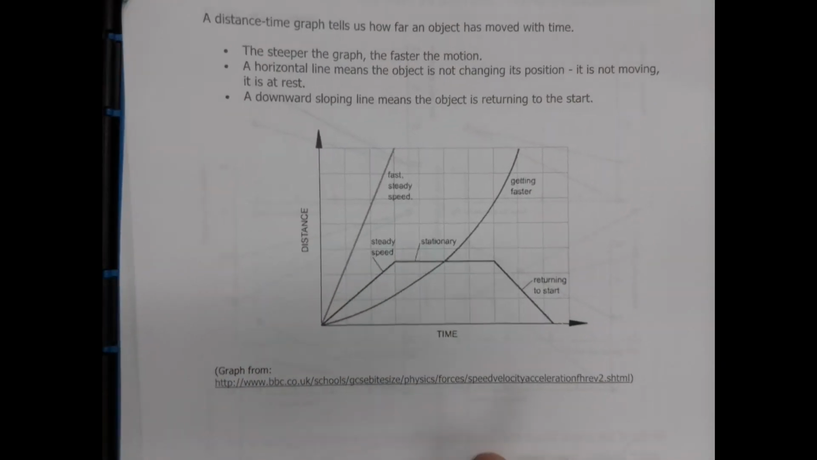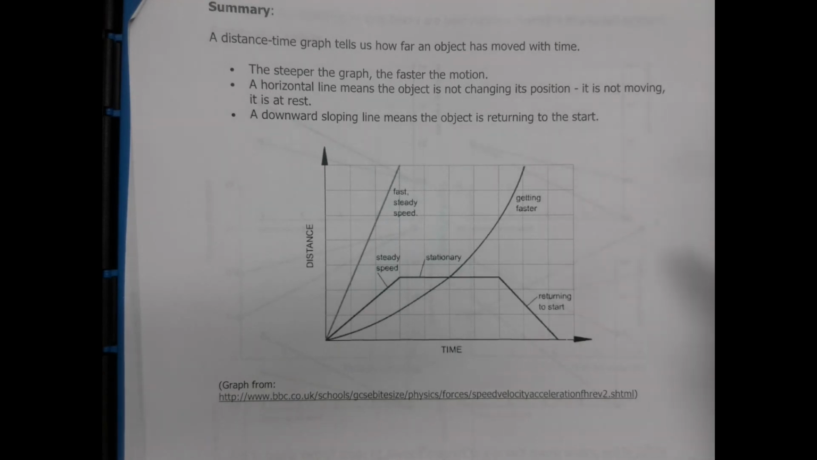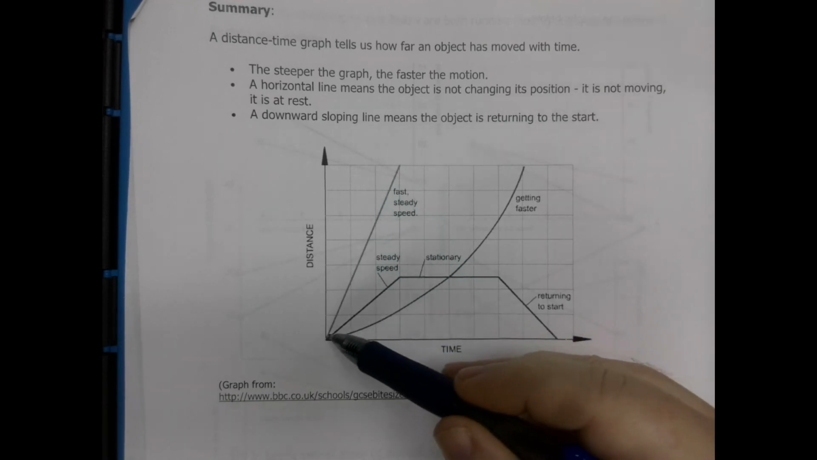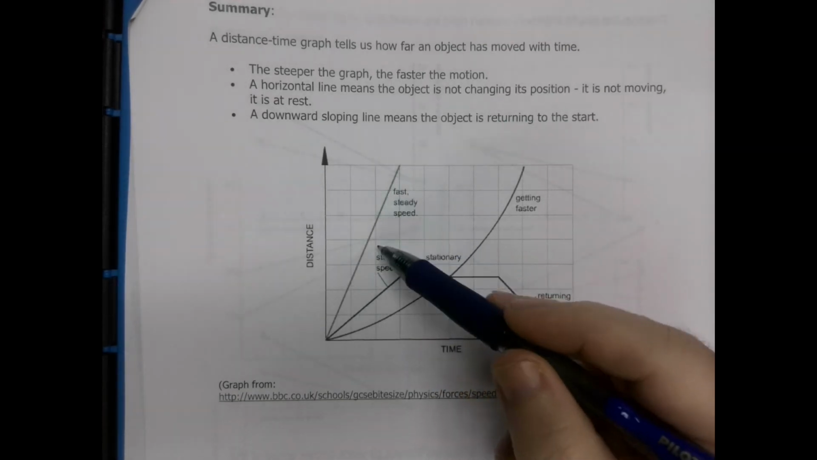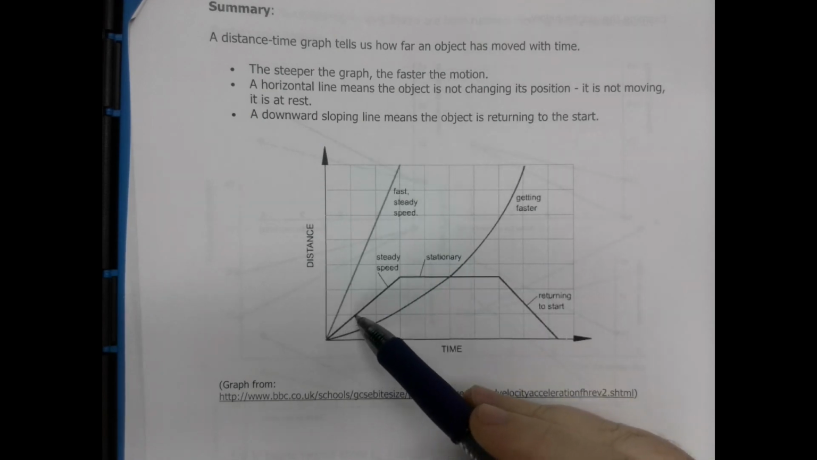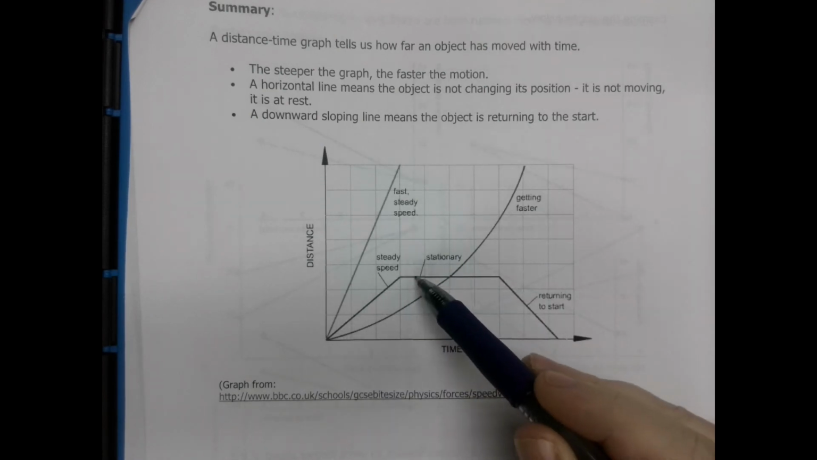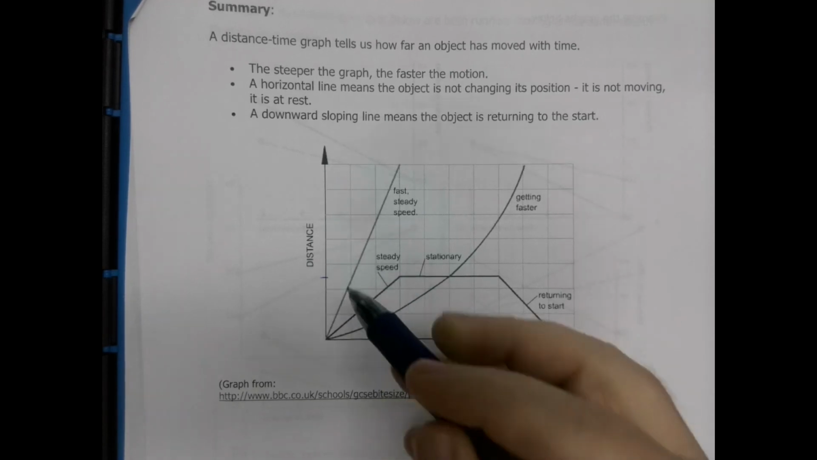So in summary, a distance time graph tells you how far an object has moved with time. The steeper the graph, the faster the motion. A horizontal line means that the object is not changing its position, it's not moving, it's at rest. A downward sloping line means the object is returning to the start. Here, this is telling you fast speed. Here, you have a steady speed, you're still moving forward. But here, you're so far away.